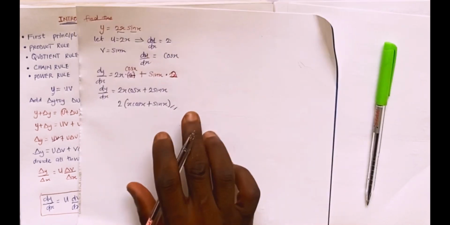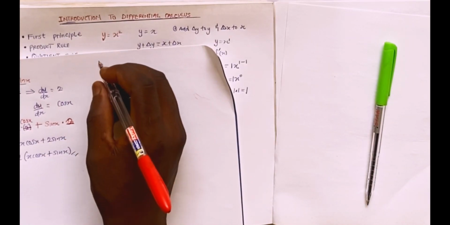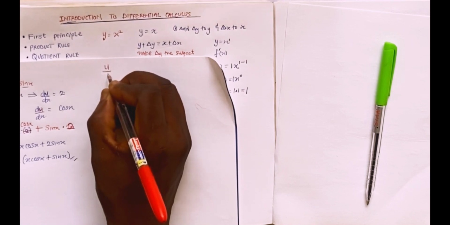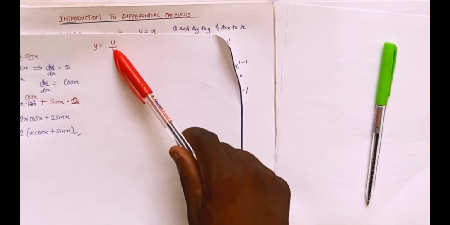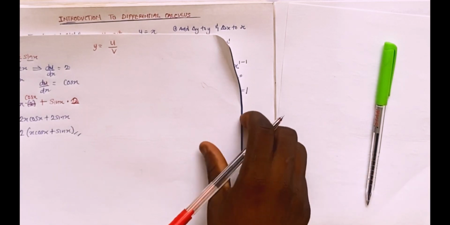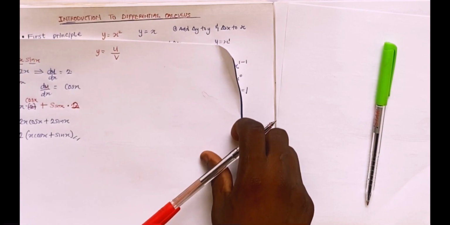So now let's move to the quotient rule. Let's say you're having something like y equals u/v. In this case, this is a rational function. That is, whenever you have a rational function, that's when you can apply the quotient rule. Do you understand it now?